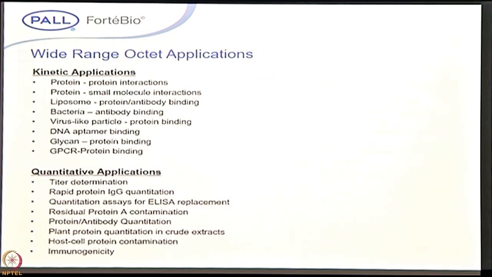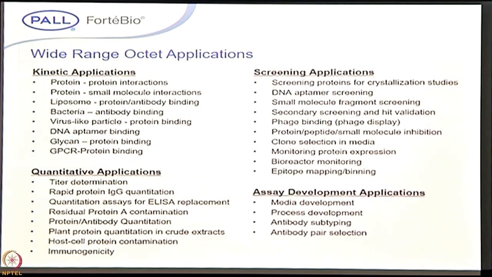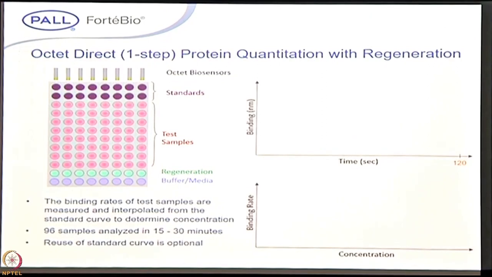So these are the different applications we have segregated: kinetic applications, quantitative, screenings, and assay development, and all that. We have more than 1,500 publications from the past 10 years, all published in different impact factor journals. So how exactly does it work?